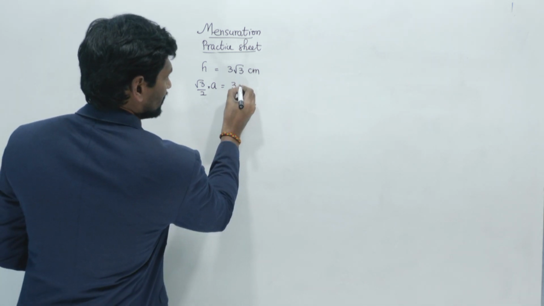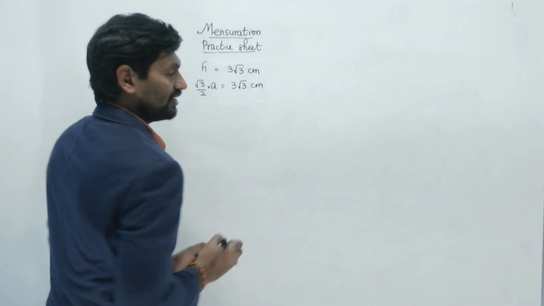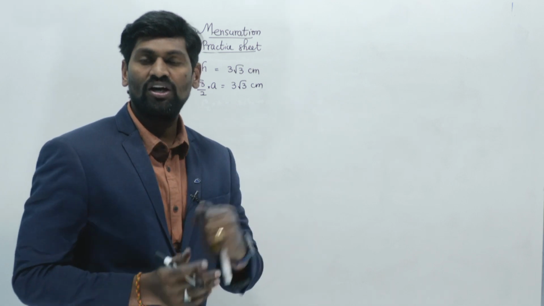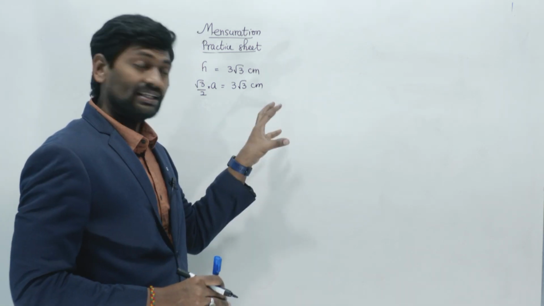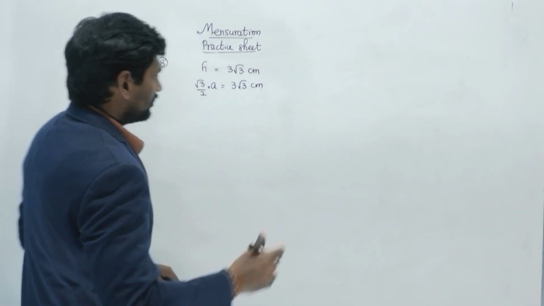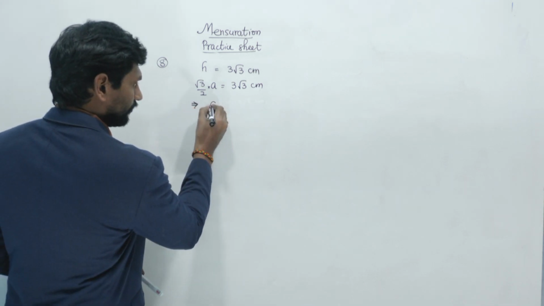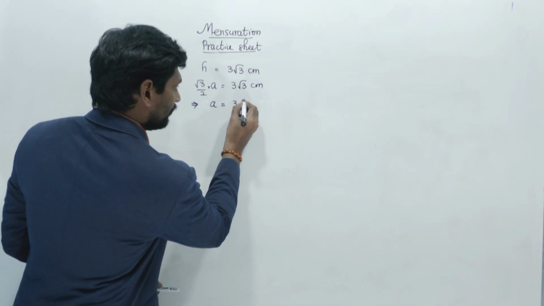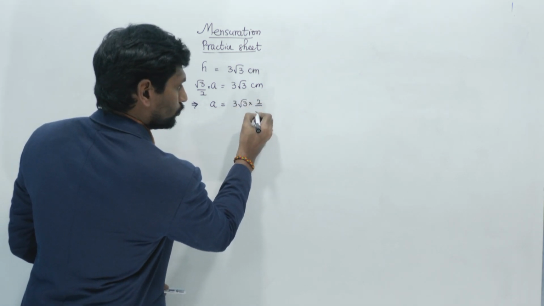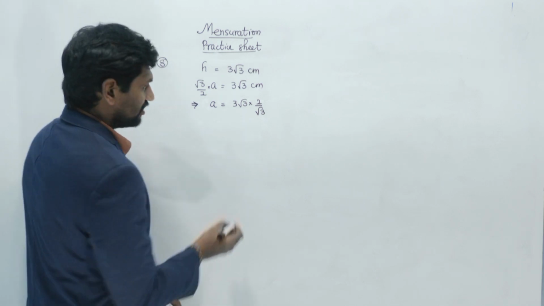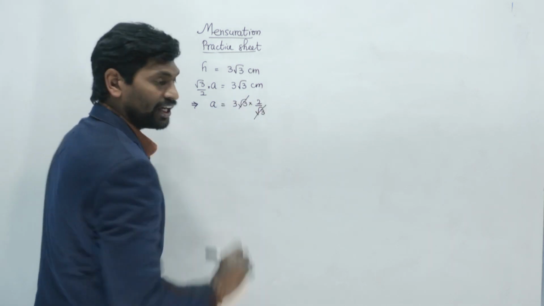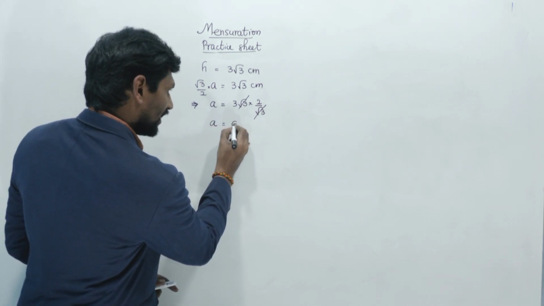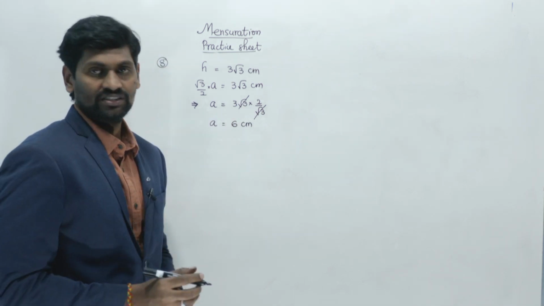So let us try to find the side value first. Then we can use the formula of area of triangle, then the area we can find. Except A, root 3 by 2 I am going to transpose to the other side. It will be 2 by root 3. Numerator root 3 and denominator root 3 cancel. 3 into 2, 6. So the A value I found is 6 centimeters.